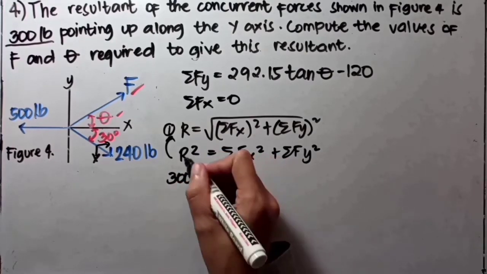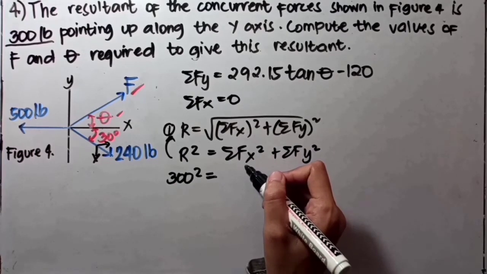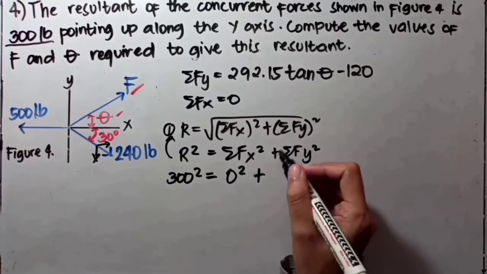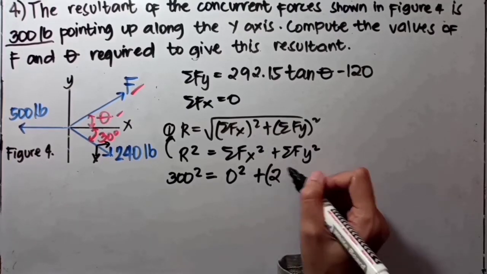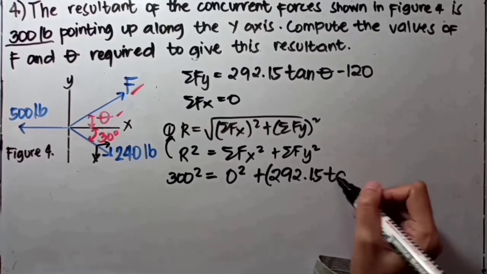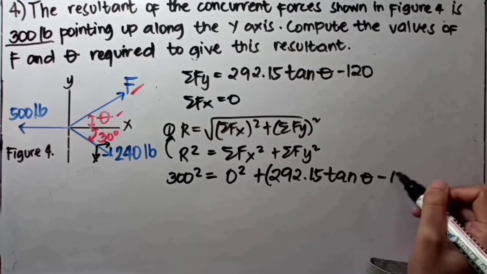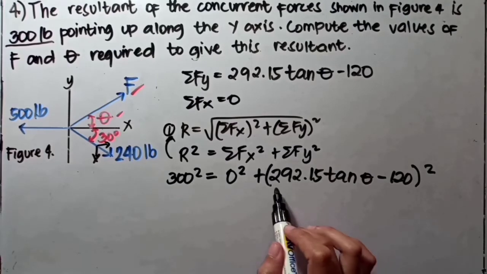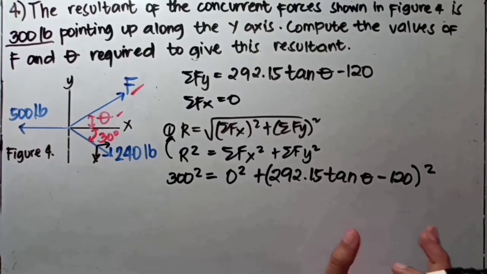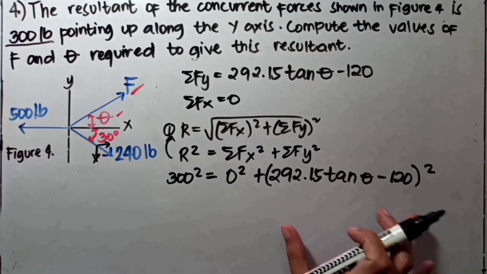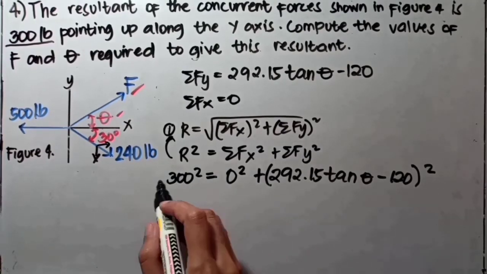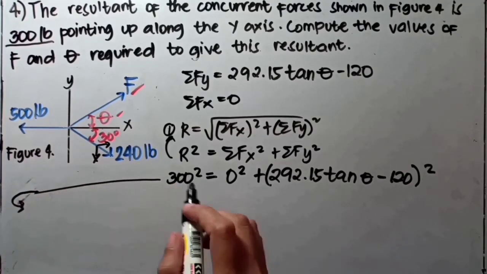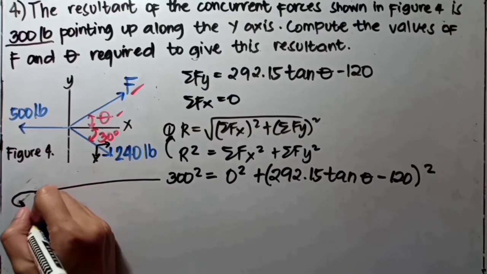Let's substitute the R. Then, for summation forces x raised to 2, since 0 na lang, lalagyan na lang natin raised to 2 plus summation forces y, which is the 292.15 tangent theta minus 120 raised to 2. Okay, kung mapapansin nyo, itong isang term na to is a binomial. So, susundin natin ang rule ng pagmultiply ng binomial. Now, ilalagay na lang natin dito. So, for 300 raised to 2, diretso ko na isusulat ang answer.